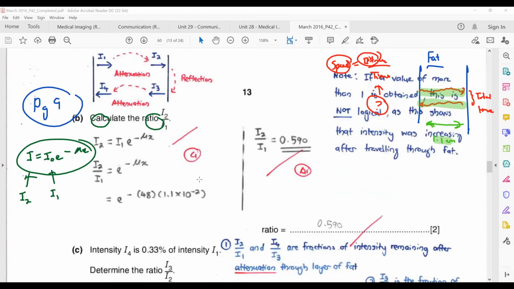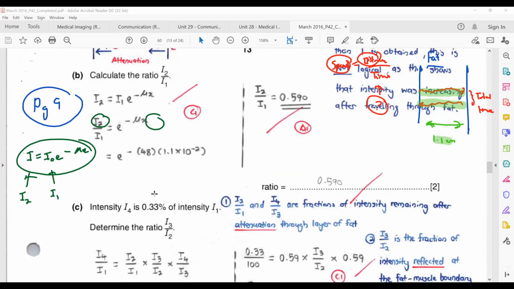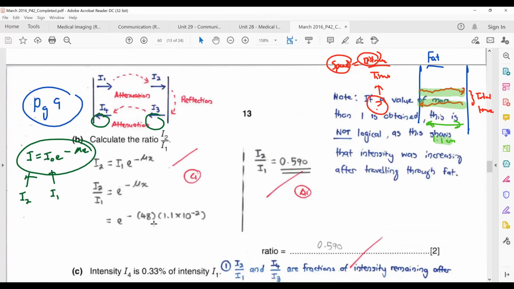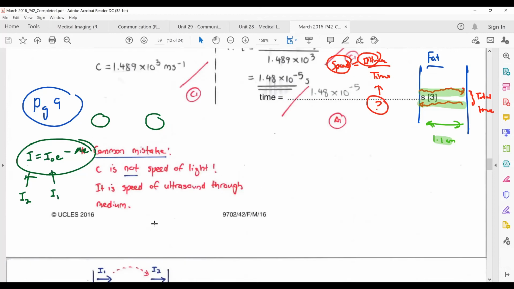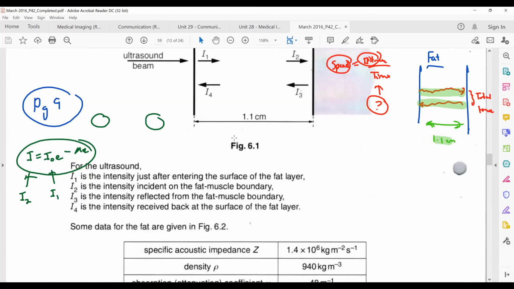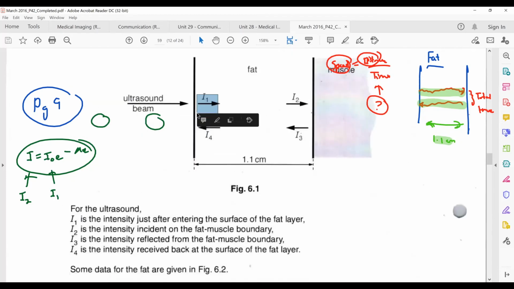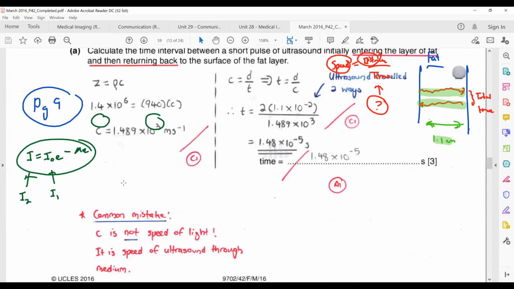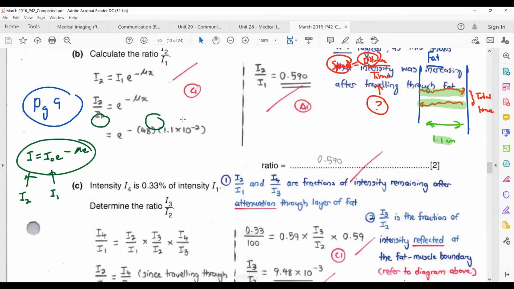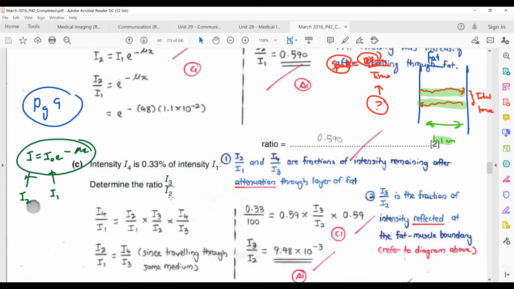Alright, then I will just go on to the next one if possible. Okay, if this one you're okay already, then we go to the next question. Now, they tell you intensity I4 is 0.33% of intensity I1. Determine the ratio of I3 to I2. What they basically just gave you here is that they told you I4 is 0.33% of I1. And then from this information you have, find out the ratio of I3 to I2.